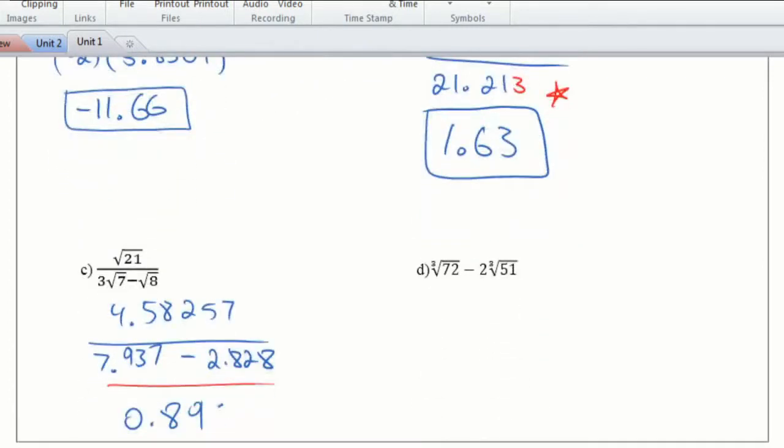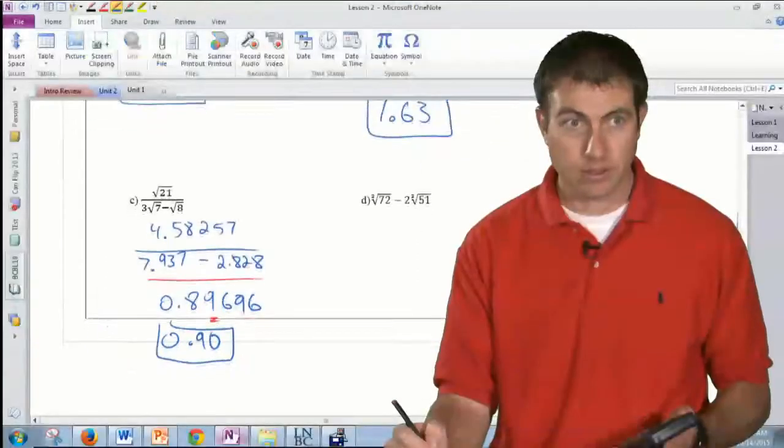We get 0.89696. I need to round to the hundredths, so I'm going to round the 9 up, so that becomes 10. So I should end up with 0.90. It's a bit of a rounding question there.